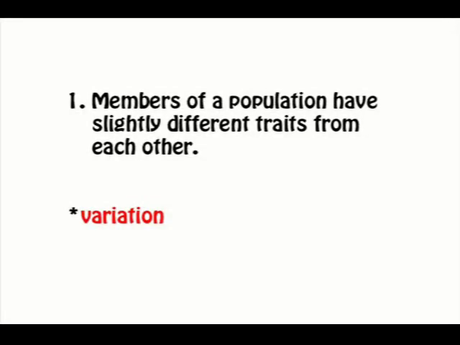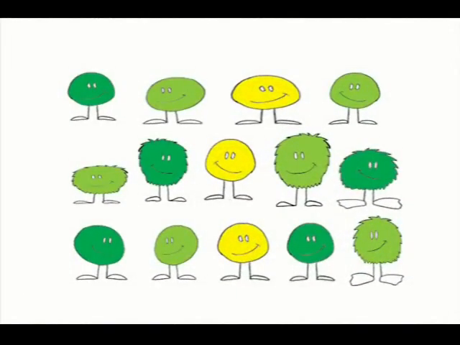What is natural selection then? Well, natural selection is a process by which nature selects for different traits within a population. The first step of natural selection is that members of a population have slightly different traits from one another. This is called variation. Here's a population of quibbles. You can see that they all vary slightly in their traits from one another. Some of them are more green, some of them are more yellow, some of them are hairy, some of them are smooth, some of them have webbed feet, some of them don't.